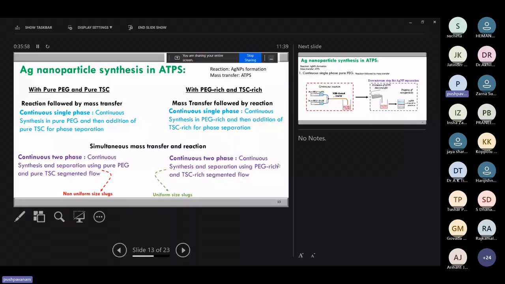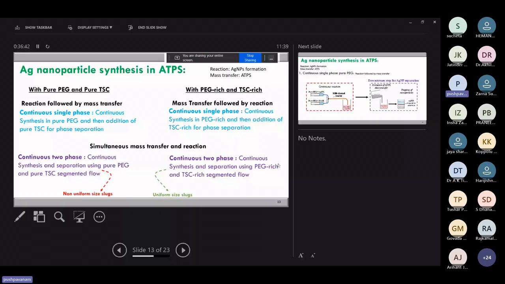That is, I first have reaction. Okay, if you look as a chemical engineer, if you think about this, what are we doing in this first case? We are having a reaction where the synthesis is happening in the PEG phase, then I add the TSC phase, and then I have the mass transfer occurring. In the other case, we have a PEG rich and TSC rich phase. We have the mass transfer between the PEG and the citrate. Everything is in equilibrium, and then the reaction takes place. So on the upper one, I'm having a two-step process. In the bottom one, I have mass transfer and reaction occurring simultaneously.